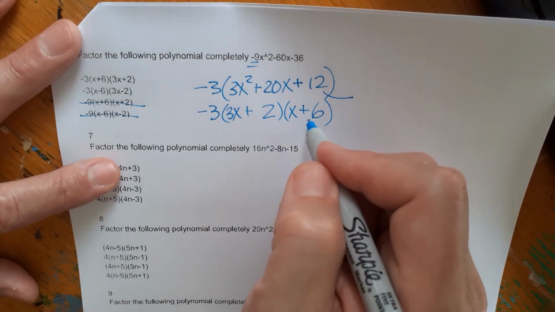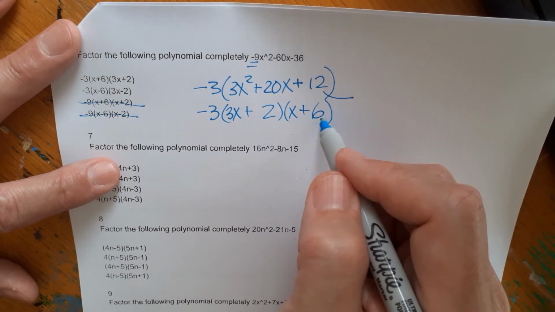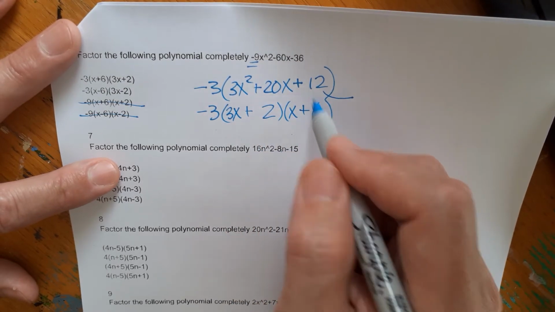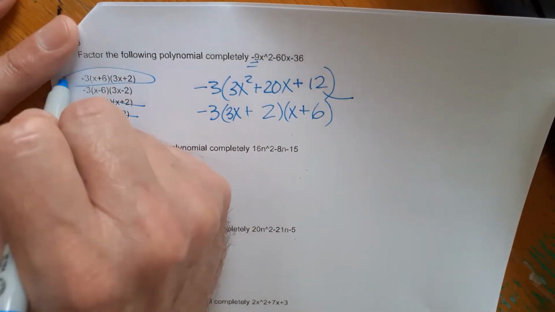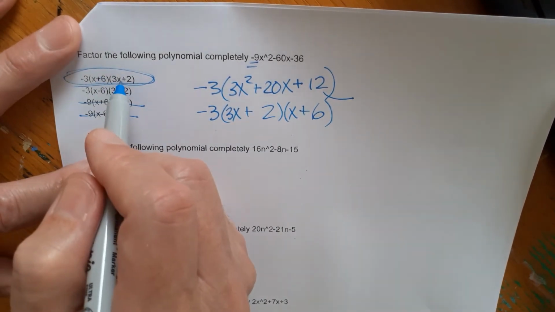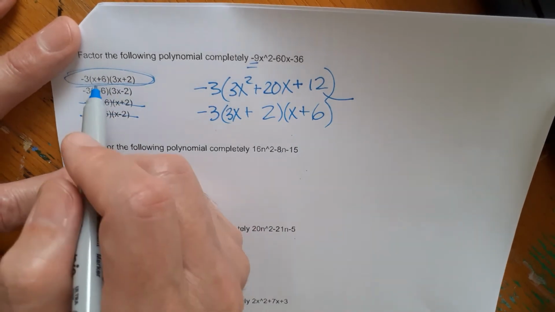So I'm literally doing FOIL on the fly here. I'm multiplying in my mind. 3x times x is 3x squared. I'm doing the outside, which is 18x, 2x on the inside, which adds to 20x, and 2 times 6 is 12. So there we go, right? And they put 3x plus 2 in the second term. That's okay. Remember, you can reverse any of these. It'll still multiply out the same.